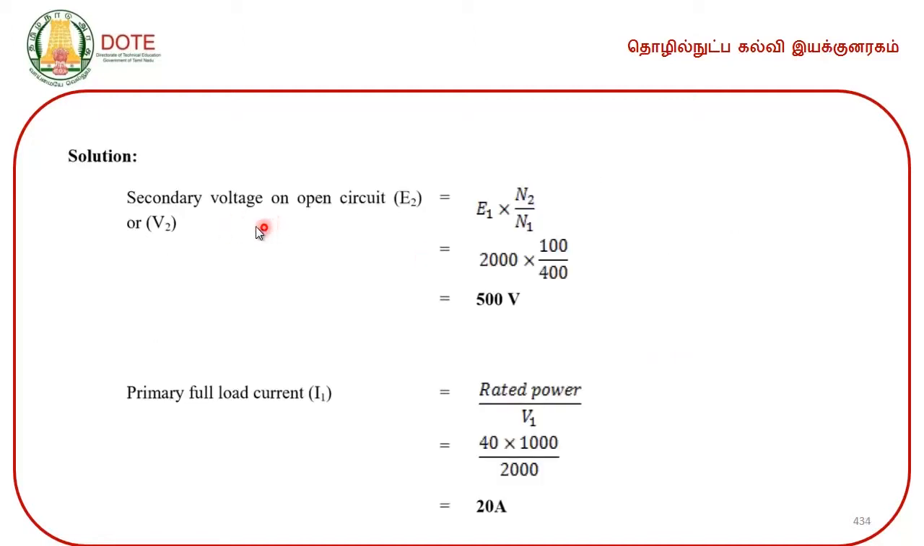The secondary voltage on open circuit is equal to E1 into N2 by N1, which is equal to 2000 into 100 divided by 400, which is equal to 500 volts. Then primary full load current is equal to rated power divided by V1. So, we know that the rated power is given as 40 kVA. So, 40 into 1000 volt ampere divided by V1, which is 2000. So, the primary full load current is 20 amperes.